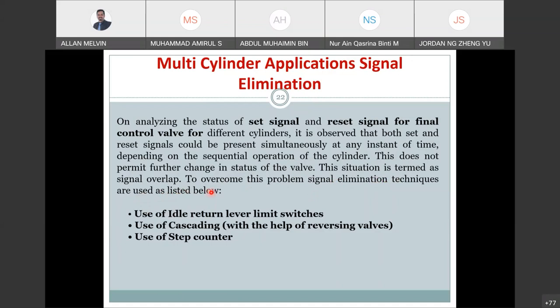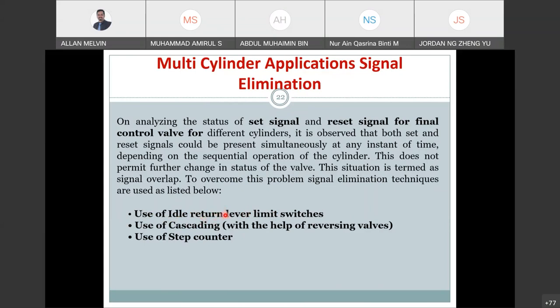Okay. So you have to do some kind of signal elimination. But there are many techniques. In your syllabus, I think you're familiar with this, but you don't know what is actually happening at the back. So the idle return lever limit switch, the roller in the shape of a hand, like your end. You can use that if it's simple. So the idle return roller switch you can use only when the circuit is quite simple.